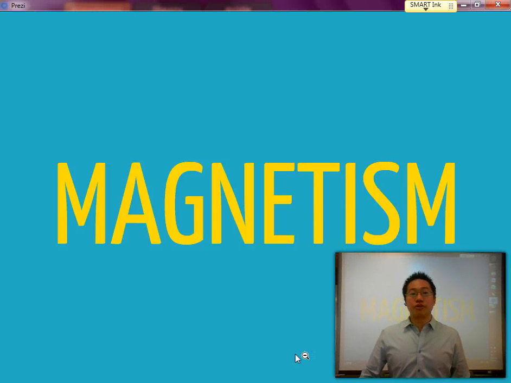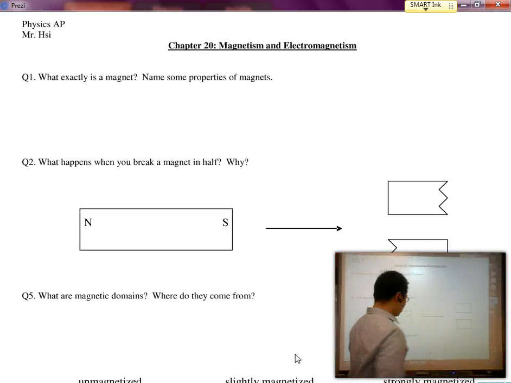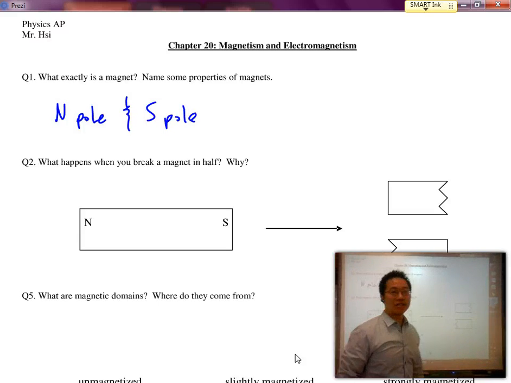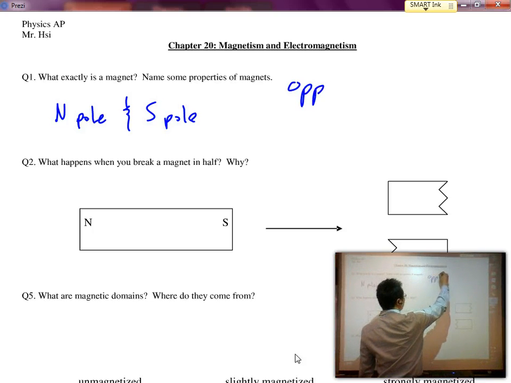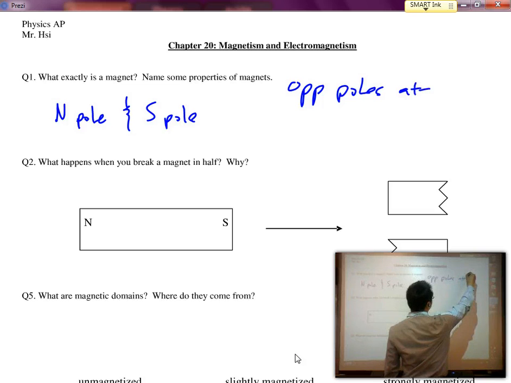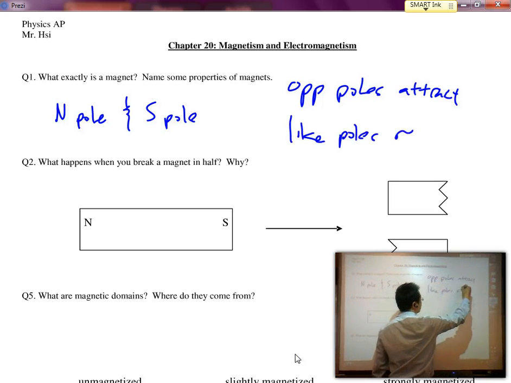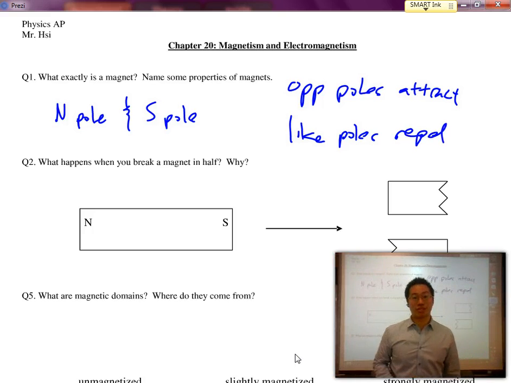Today we are going to start a new topic of magnetism. But before we talk about magnetism, of course, we have to talk about what's a magnet. Well, we already know that every magnet has a north pole and a south pole. And similar to electrostatics, we know that opposite poles will attract and like poles will repel. But they're not the same as electrostatics.